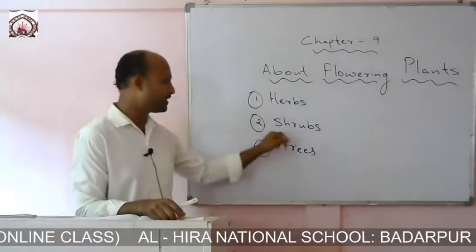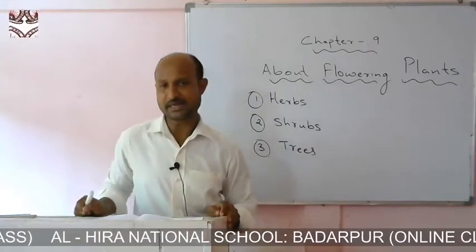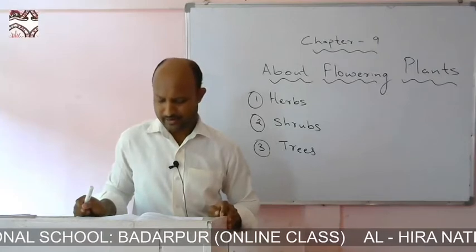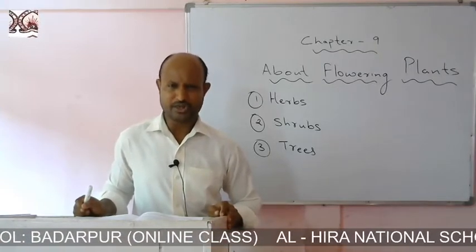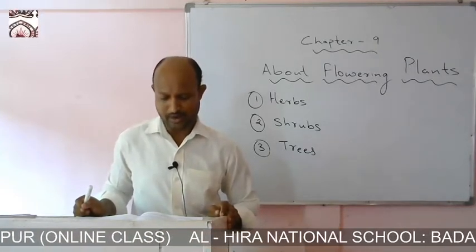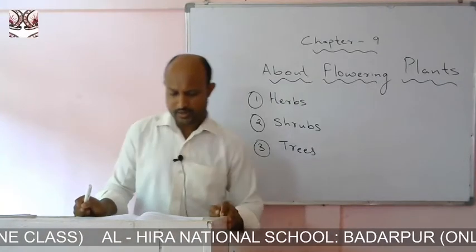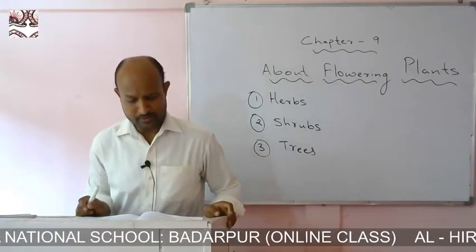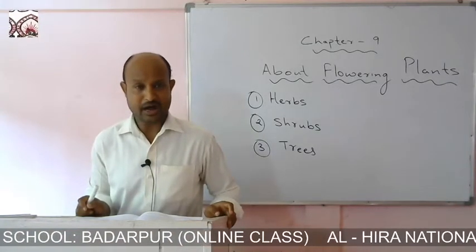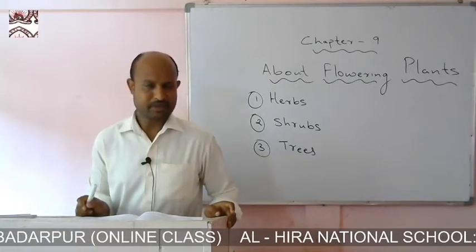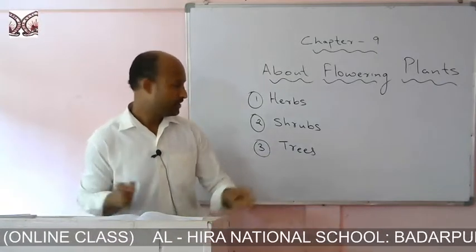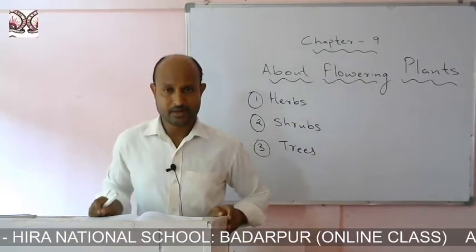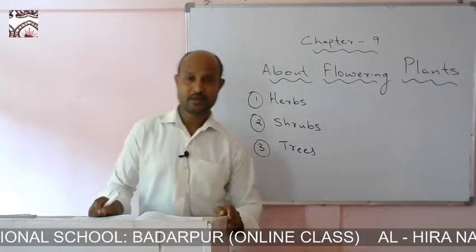Now secondly, we have the shrubs. Shrubs are medium sized plants. They grow up to a height of 8 or 9 feet and are quite bushy. They look bushy because they have many branches all around the plant. The branches grow in all directions surrounding the plant. They have hard, woody stems. Some examples of shrubs are China rose, crepe jasmine, henna and rose.